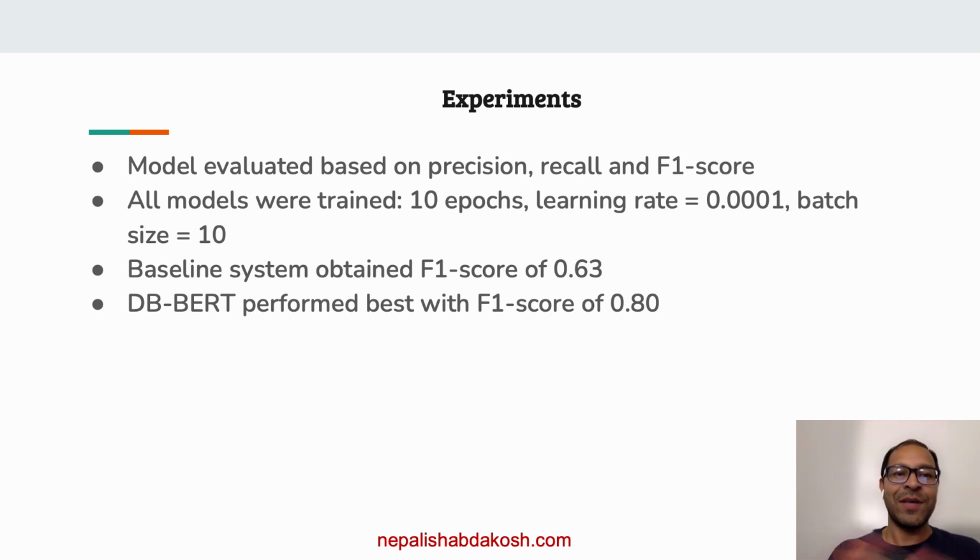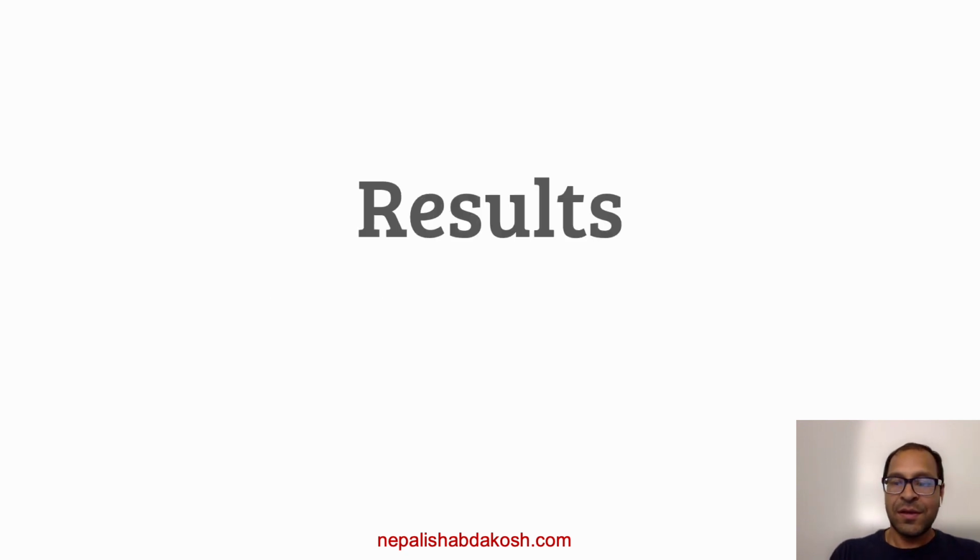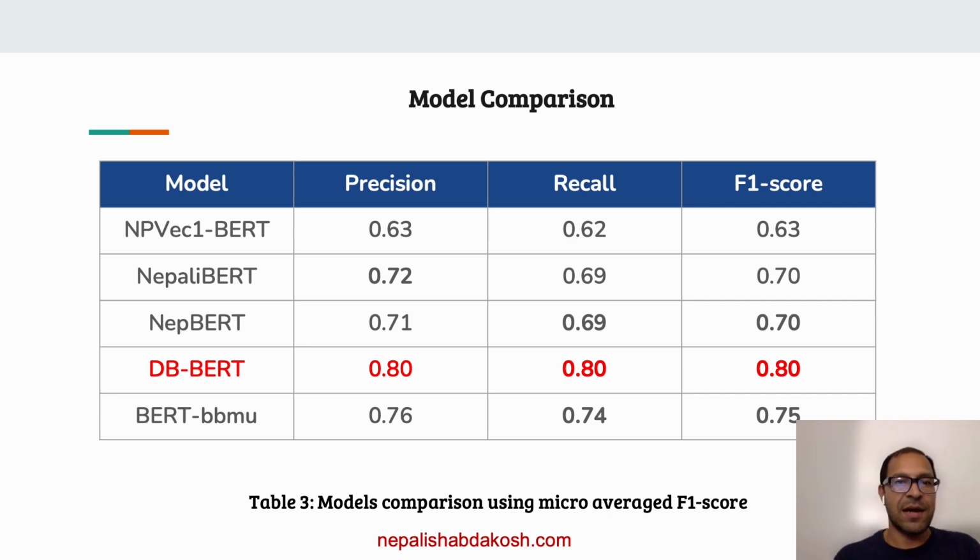Talking about experiments, we evaluated models based on precision, recall, and F1 scores. These are the standard metrics we use for evaluating named entity recognition models. For each of these models, we trained them for 10 epochs with a learning rate of 0.001 and a batch size of 10. Our baseline system obtained an F1 score of 0.63, and the best performing model obtained an F1 score of up to 0.80. More detailed model comparison results are shown over here. In this table, you can see that we trained those models on the DanfeNER train set and evaluated them on the DanfeNER test set. The highest performing model in red had 0.8 F1 score, whereas the baseline model had 0.63.